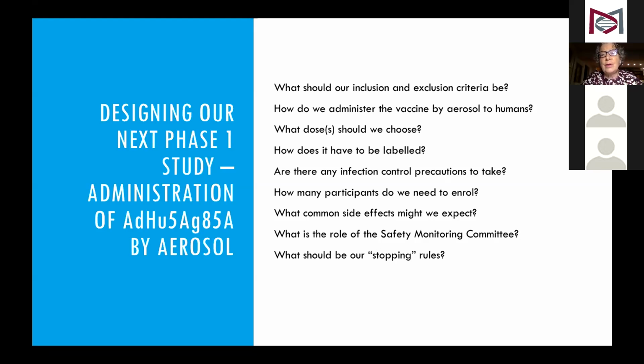We, of course, wanted to have healthy volunteers. What should our inclusion and exclusion criteria be? We were giving people a vaccine that we were going to administer by aerosol into the lungs, so we were concerned about lung health in terms of any unexpected toxicities.